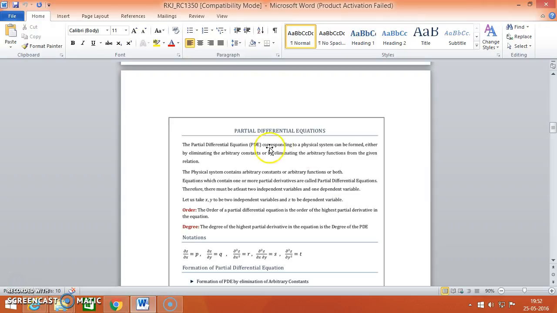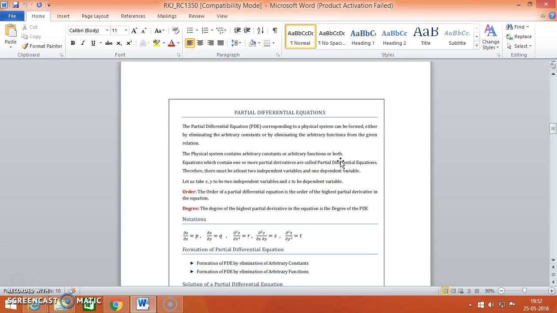The partial differential equation corresponding to a physical system can be formed either by eliminating the arbitrary constants or by eliminating arbitrary functions from the given relation. The physical system contains arbitrary constants or arbitrary functions or both.